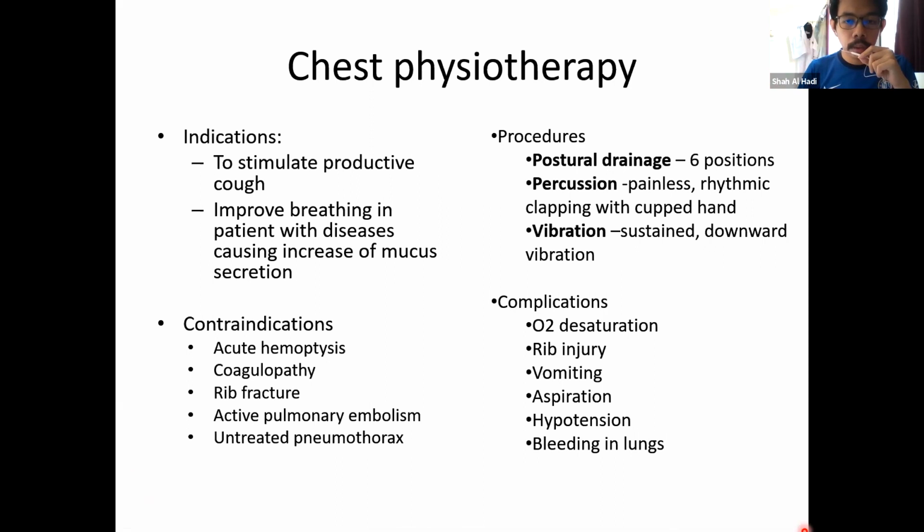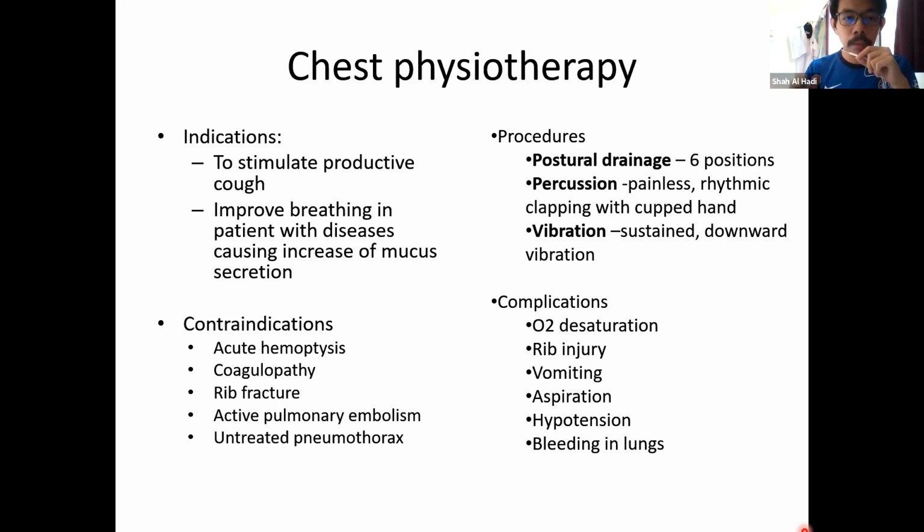So chest physiotherapy consists of these three, as you can see on the procedure part. The first one is postural drainage, which consists of a few positions that we can use to assist drainage of this mucus secretion. These postures should be combined with another two actions that we must do, which are percussion and also vibration. For percussion, basically we make a C shape or cupped hand, and then we do rhythmic clapping of the region that we want to clear.